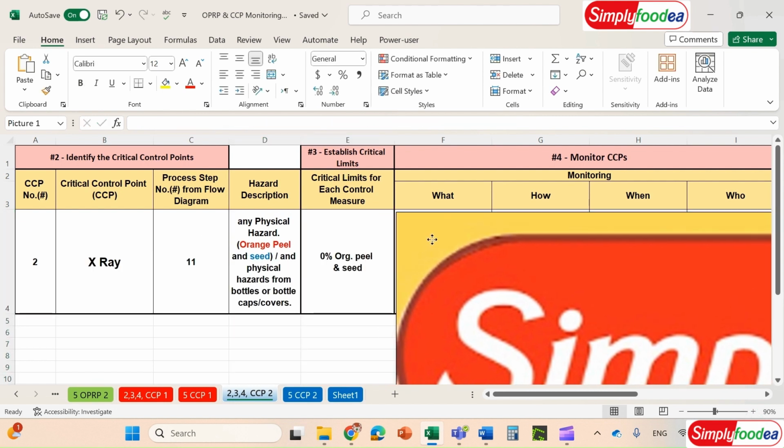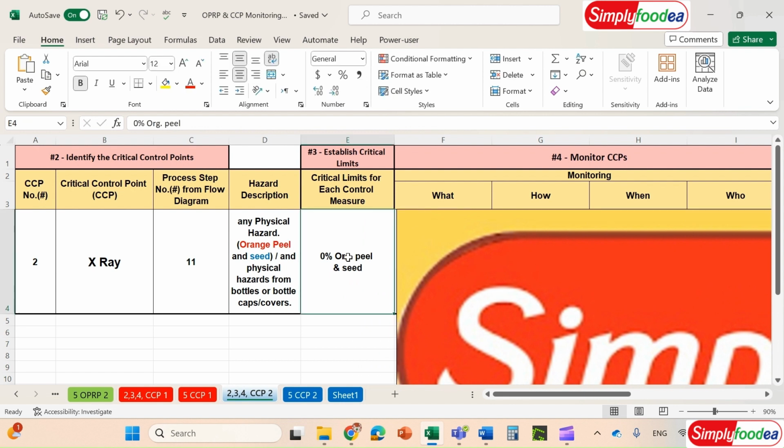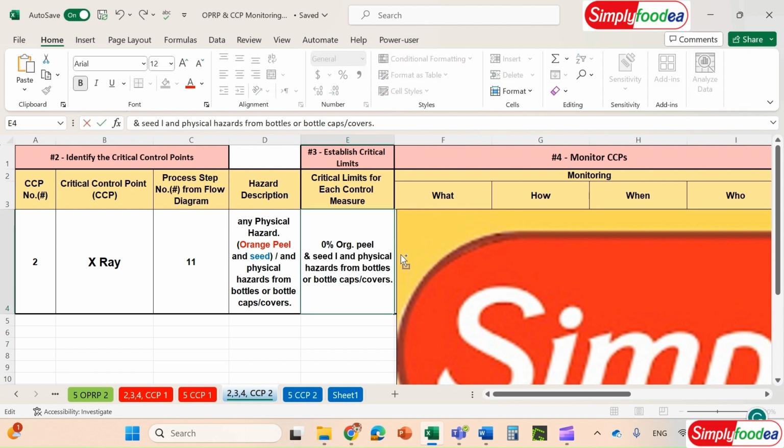So what are our critical limits? 0% of orange peel and any physical hazard. So my percentage is 0%.